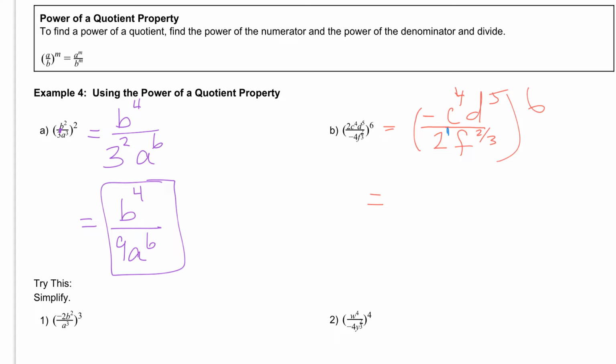Now the first thing we're going to take a look at is our negative sign. Remember, any negative inside that's being raised to an even exponent, which 6 is even, becomes positive. So this is all going to become positive, and we do not need that negative sign anymore. Then if we take c to the fourth and raise it to the sixth, we get c to the 24th. d to the fifth raised to the sixth becomes d to the 30th.